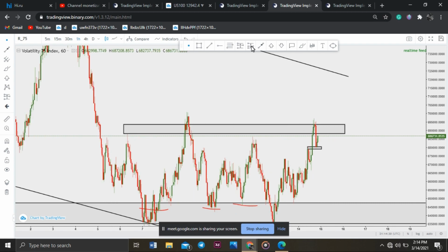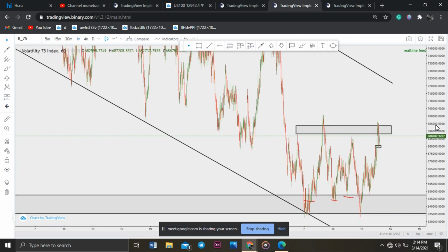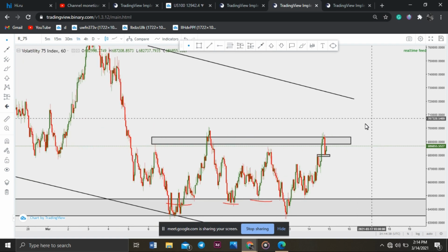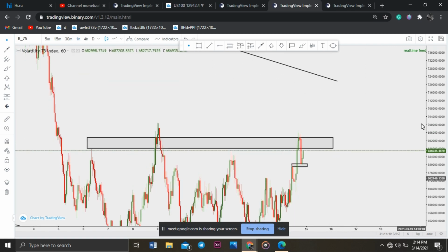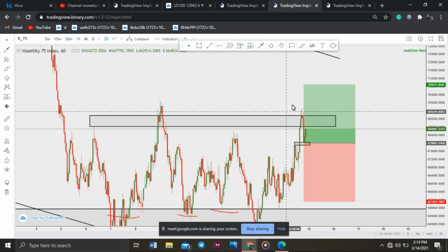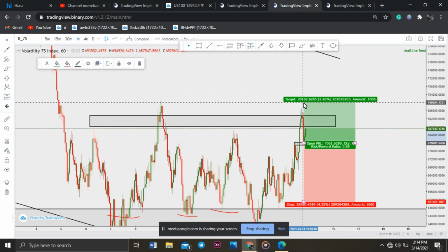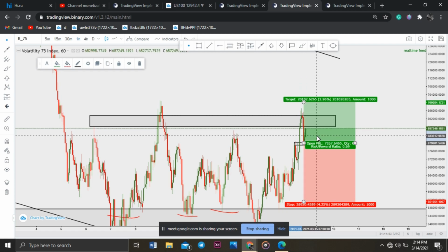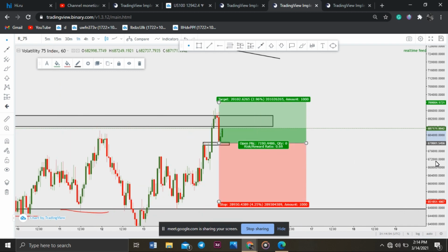But if price should break above it, then I'll be looking for a pullback and join the trend, because you can see that I have already missed the first pullback. The first pullback I could have taken my trade on a 5 minute. We have missed it. So we can't look for any buys at this point. The buy that we could have taken has already taken off.